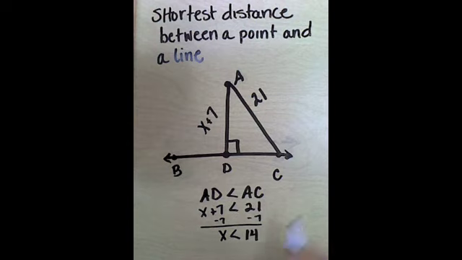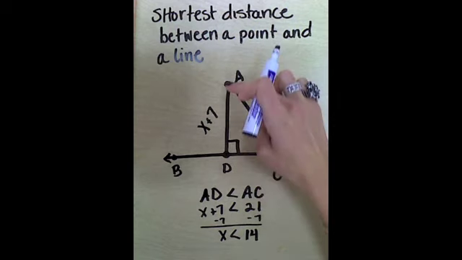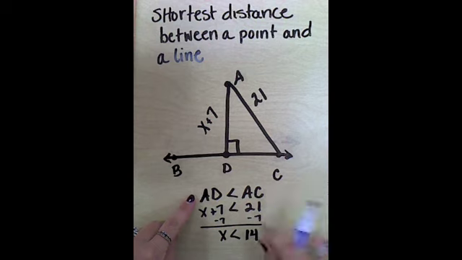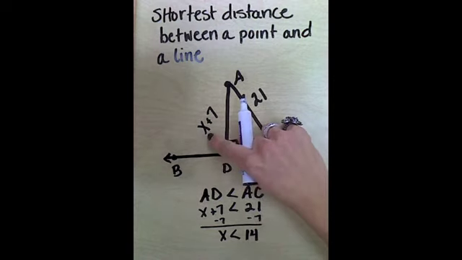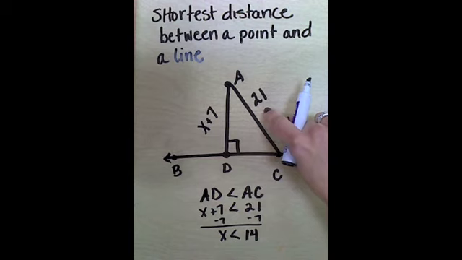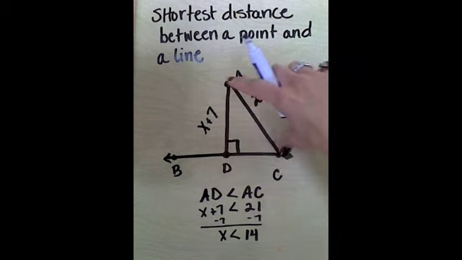So all we did here was use the idea that this is the shortest segment because it's the shortest distance from our point to our line. We created a logical inequality that says AD is shorter than AC. We plugged in the values to figure out what are the possible values for x. Now think about what it says here. It says x has to be smaller than 14. If I plugged 14 in here, 14 plus 7 is 21. We know that they're not equal, but we know this one's supposed to be less. So if I plugged in 13, 20 is less than 21.